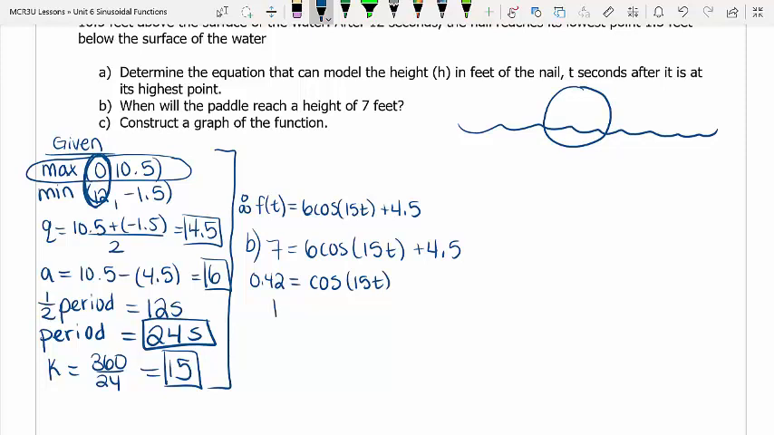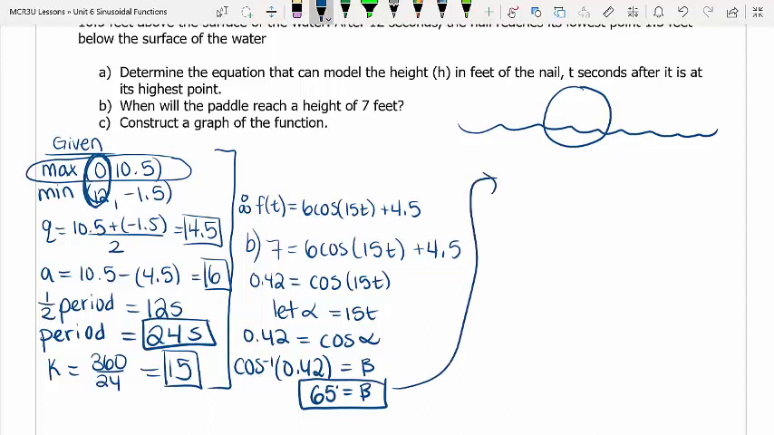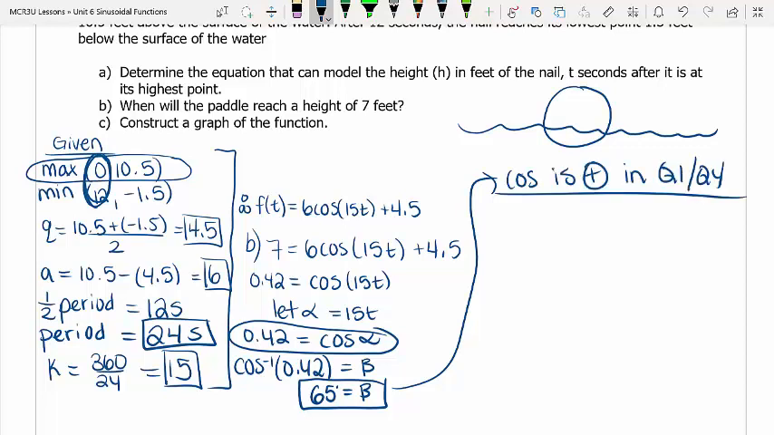Now we're going to let alpha equal 15t. So we have 0.42 equals cos alpha. Now let's find our related acute angle. So our related acute angle is going to be equal to 65 degrees. Okay, so we know that cosine is positive in quadrant 1 and 4. So let's draw terminal arms in quadrant 1 and 4, and those terminal arms have to have a related acute angle of 65 degrees.